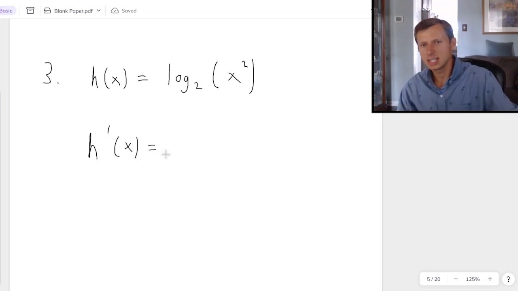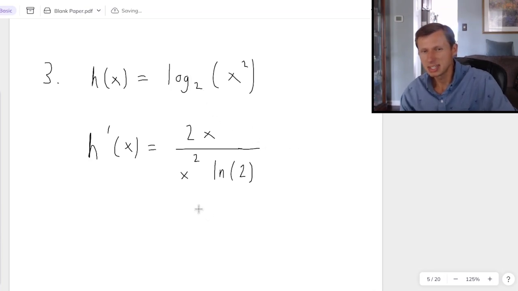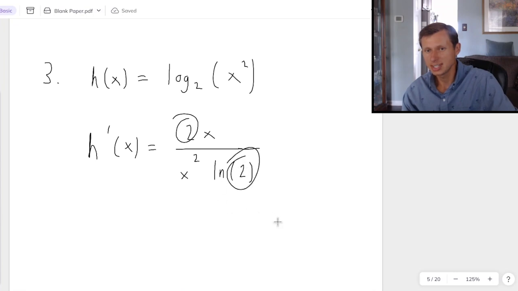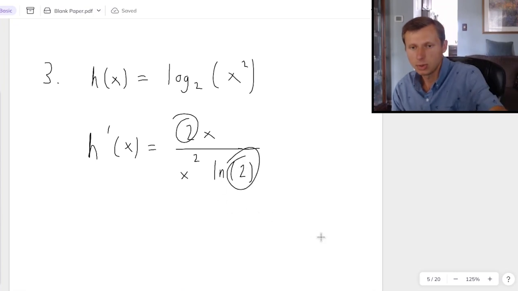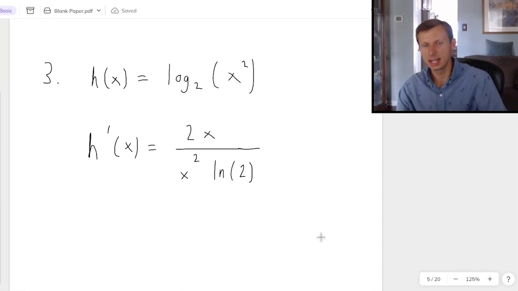H prime of x equals, I'm going to do the shortcut method, which just says to put the derivative in the numerator, which is the derivative of x squared, 2x, and in the denominator is the original x squared times the natural log of my base, which in this case is 2. This 2 right here to be exact. And then I ask myself, does anything cancel out? First I want to say, do these 2's cancel out? Nope, because the second one in the denominator is inside the natural log, which means it cannot cancel out.